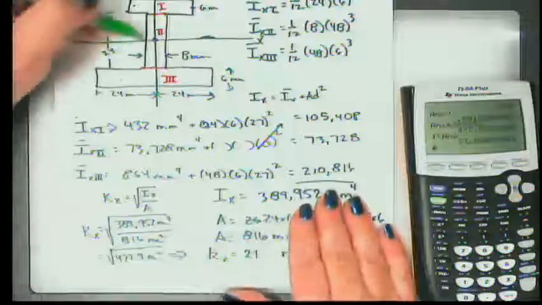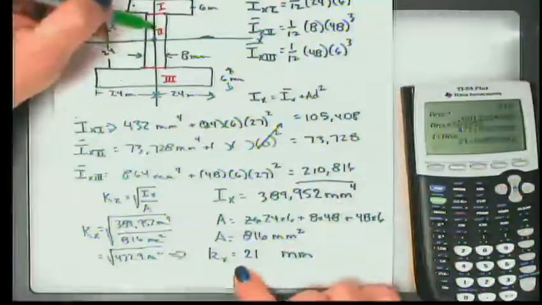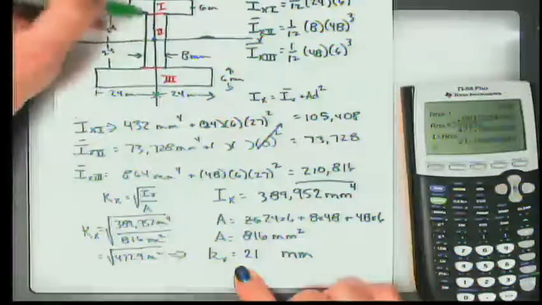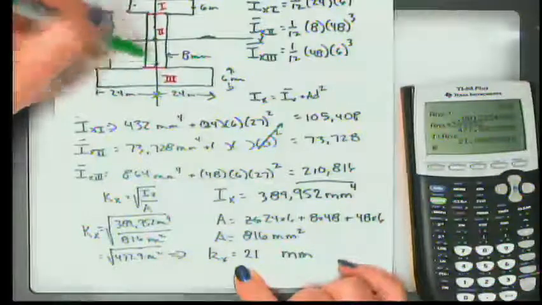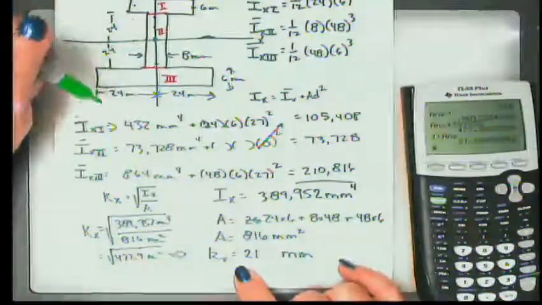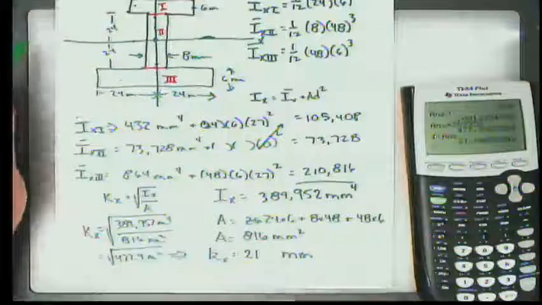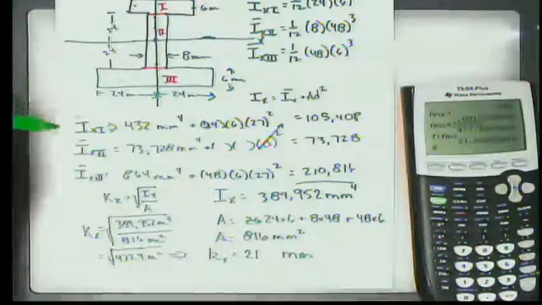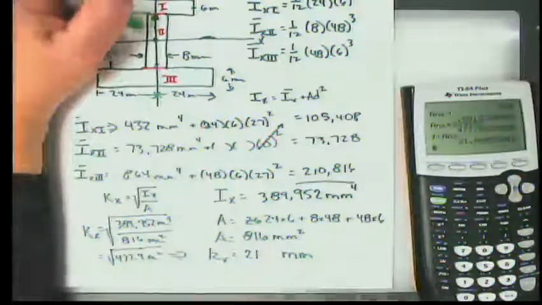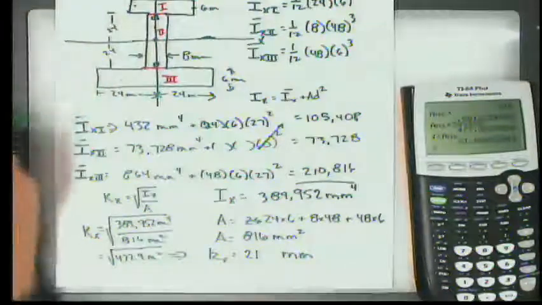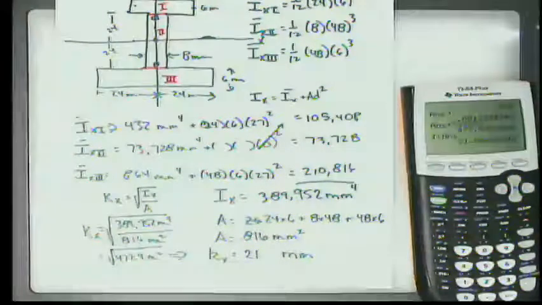So what that means is that we have a radius of gyration, which is 21 millimeters right under here from the x-axis. That is going to be where, if we concentrated the mass at that point, what the radius would give us an equivalent moment of inertia.